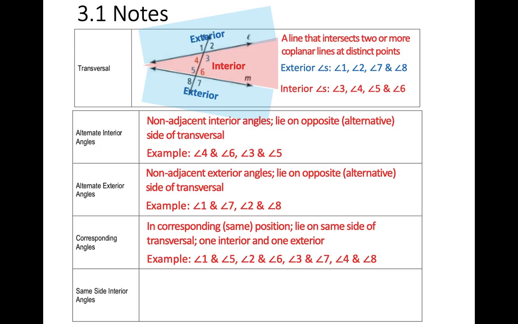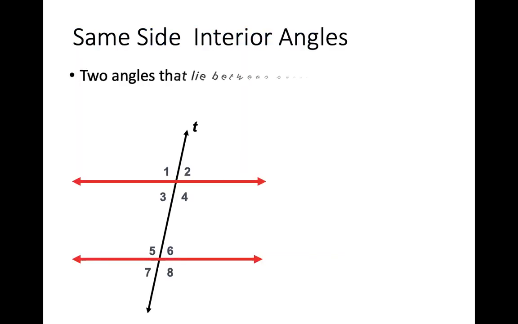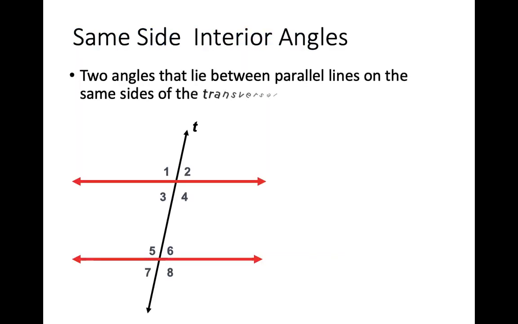All right, so we've got one more angle relationship that's caused by a transversal crossing two parallel lines, and that is same side interior angles. I would hope everybody can figure out what that is, but we're going to go through it, make sure we got it. Okay, so same side interior angles are two angles that lie in between the parallel lines on the same side of the transversal.